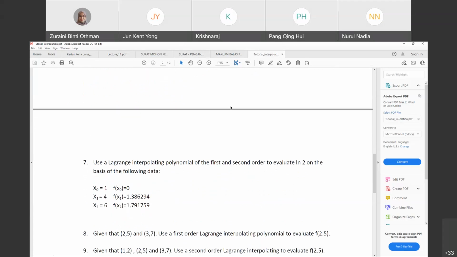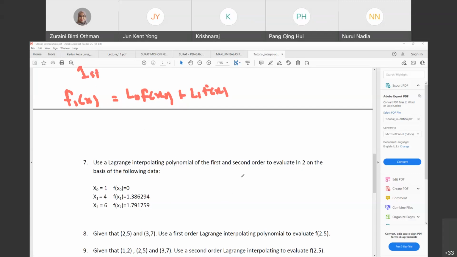Okay, back to the Lagrange now. Yang ni Lagrange. Ingat Lagrange dia lain pula. Dia ialah L0, F, X0. Okay, yang ni dia minta first and second order. Bila first order, persamaan dia ialah ini, plus L1 Fx1. So now we want to answer the first order first.